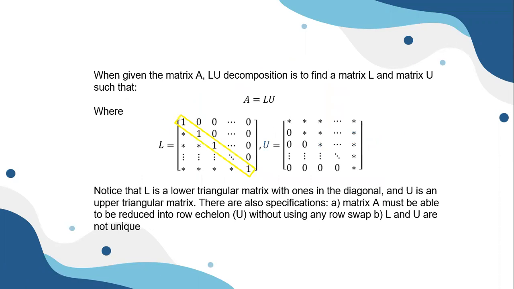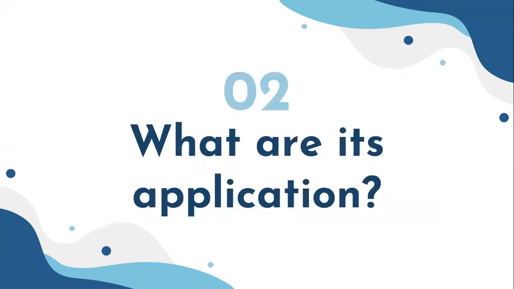When given the matrix A, LU decomposition is to find a matrix L and matrix U such that matrix A equals matrix L times matrix U, where L is a lower triangular matrix with ones in the diagonal, and U is an upper triangular matrix. It is easy to remember since L stands for lower and U stands for upper. There are also specifications such as matrix A must be able to be reduced into row echelon form, which is matrix U, without using any row swap. And L and U are not unique.